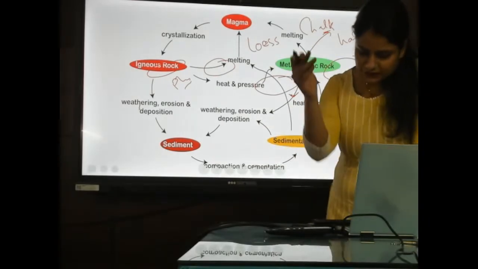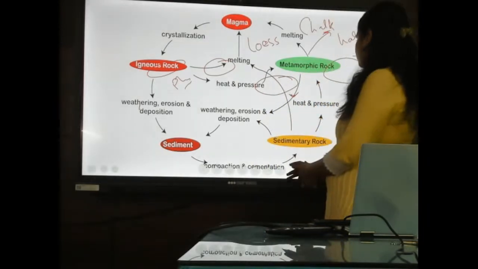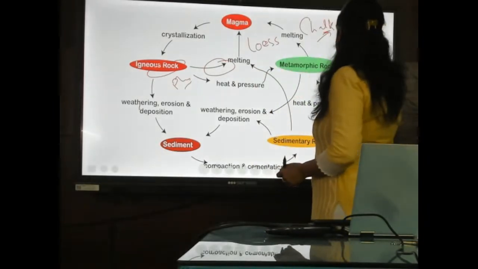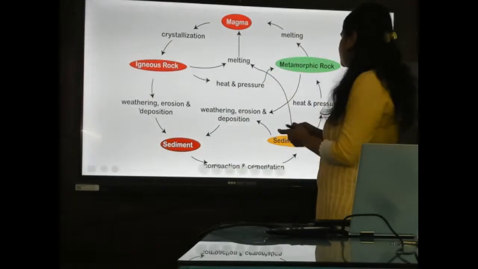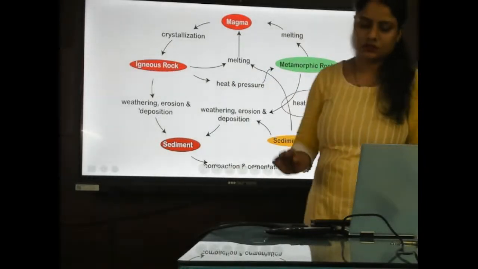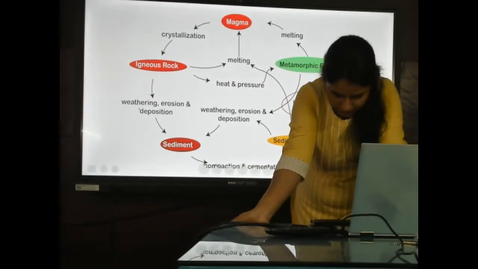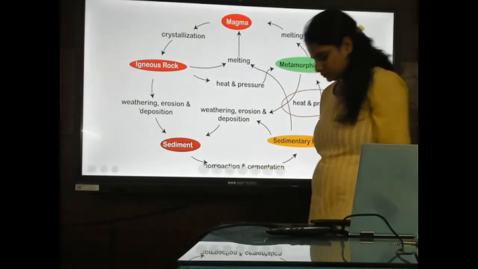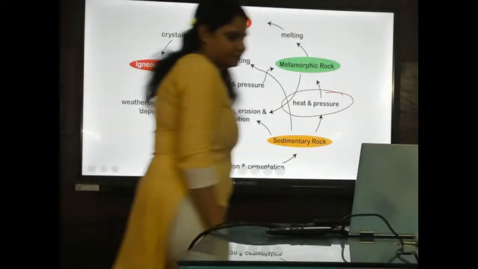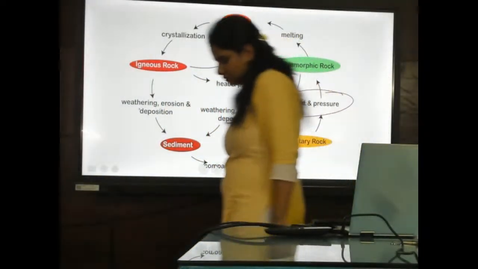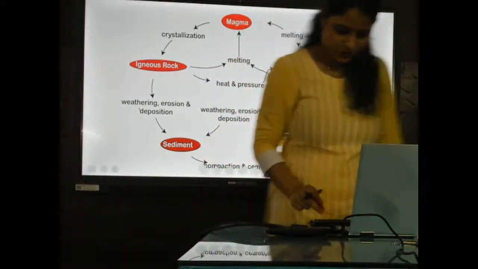Next, write down about the metamorphic rock. Remember one thing, metamorphic rock is formed due to heat and pressure. It forms under the action of PVT, pressure, volume and temperature.